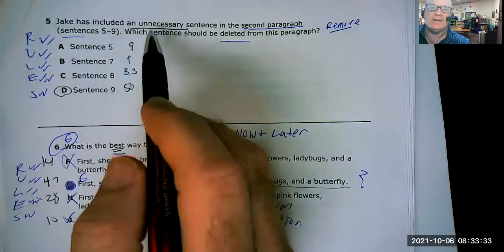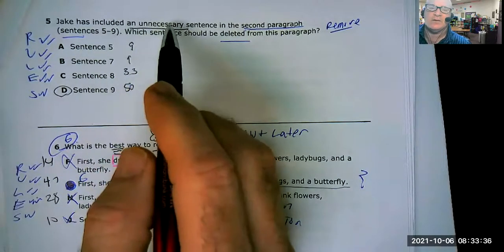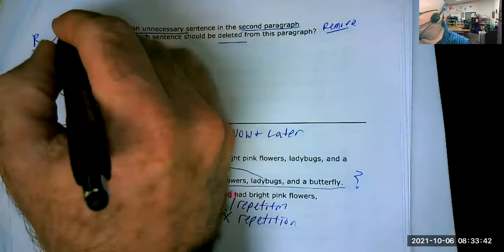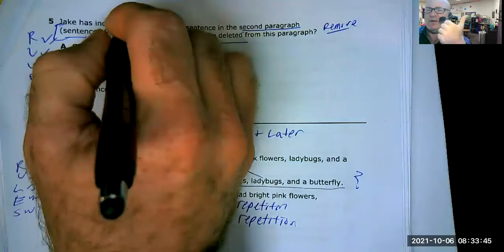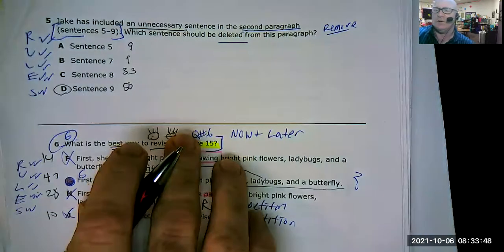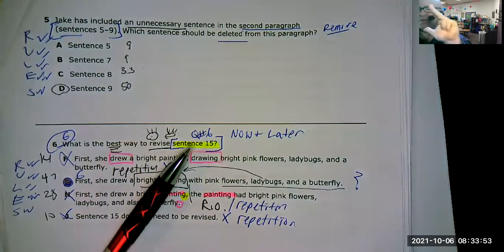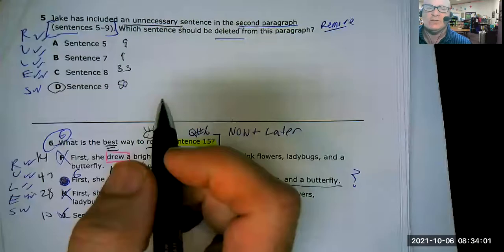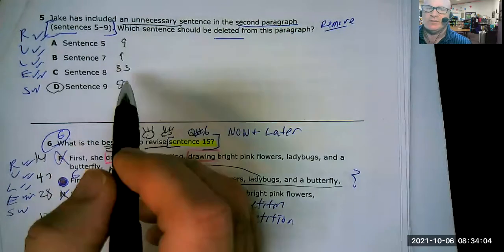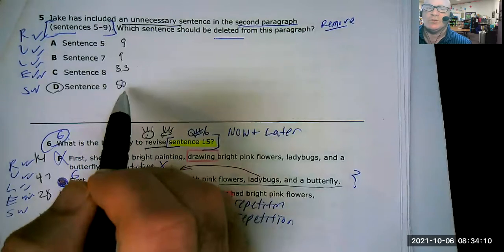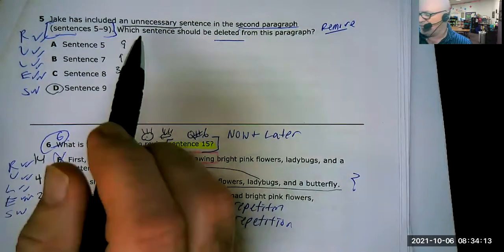Jake has included an unnecessary, not necessary, sentence in the second paragraph, sentences 5 through 9. So if you look at my hand here, 5, 6, 7, 8, 9. That's a whole paragraph we're going to have to look at. And so those are hard. I don't have to read the entire passage, but I do have to read 5 sentences. But only half of the students in Texas got this question correct. Which sentence should be deleted from this paragraph?